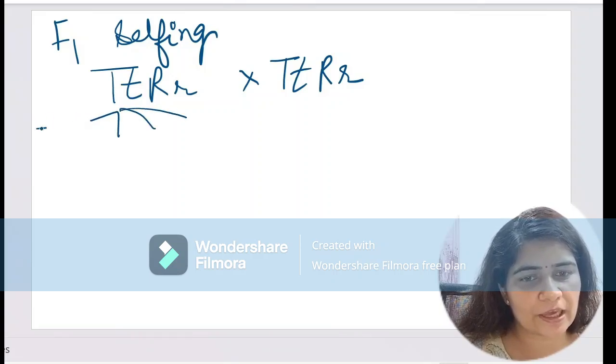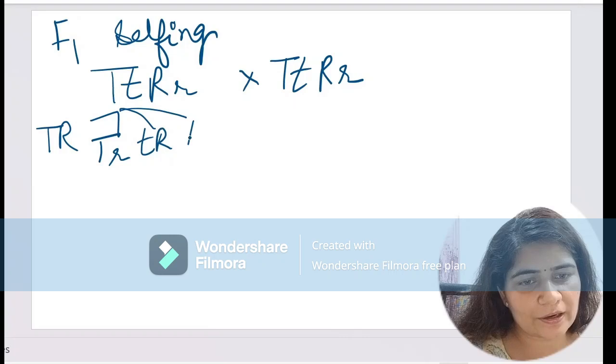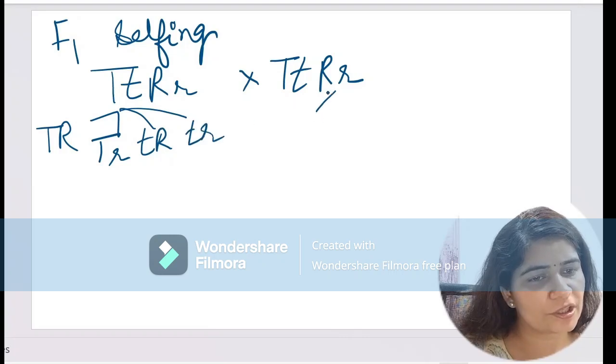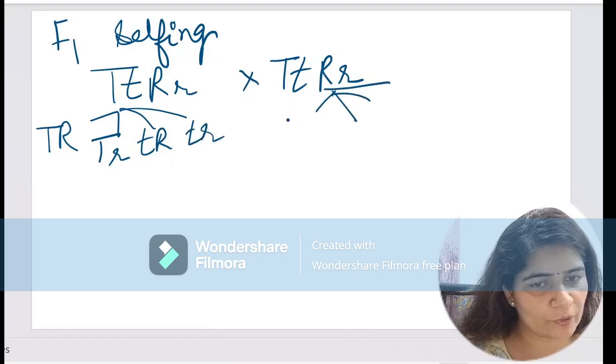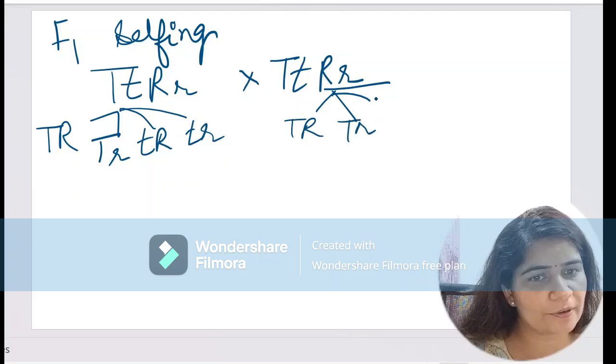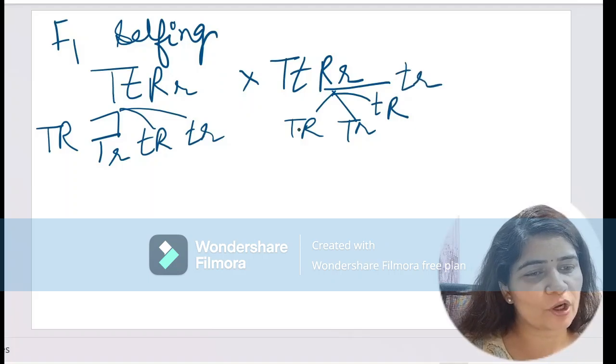But here, if you look, we have four new combinations forming. Capital T, capital R, capital T, small r, capital R, small t, small r. Again the same thing here. Okay? The combinations will all be the same. Capital T, small r, capital T, capital R, small t, capital R, small t, small r.